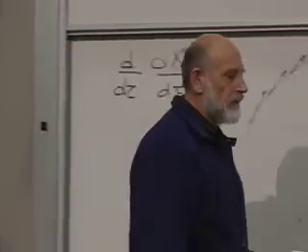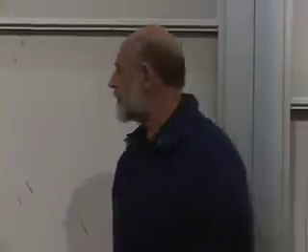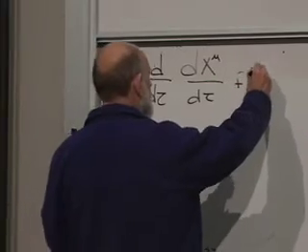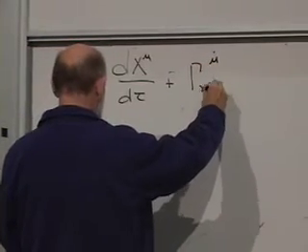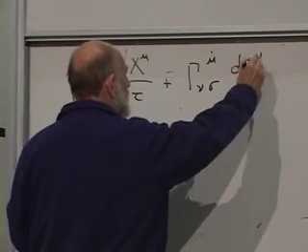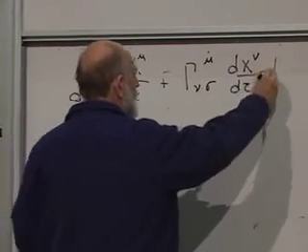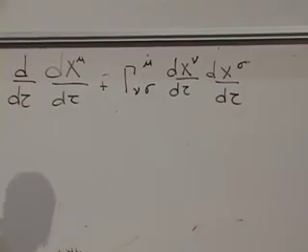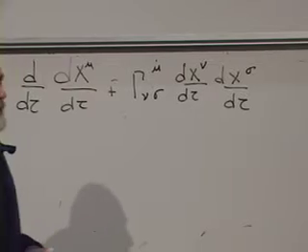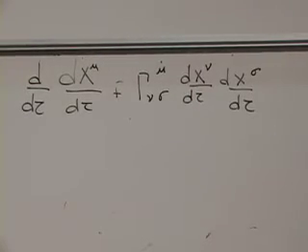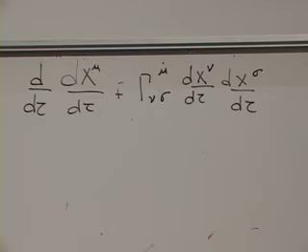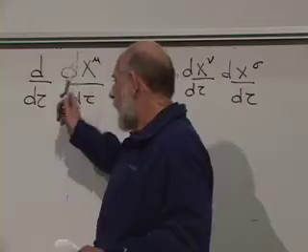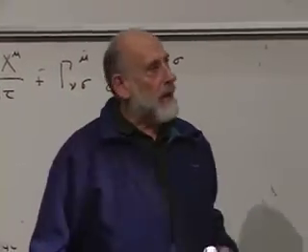But that's not the covariant derivative of the tangent vector. The covariant derivative of the tangent vector involves the Christoffel symbol. And it's plus gamma mu, nu, sigma, tangent vector dx nu by d tau, tangent vector dx sigma by d tau. This tells us what the orbit of a particle is in space-time. It's a differential equation telling us, in terms of the Christoffel symbol, what the motion is.